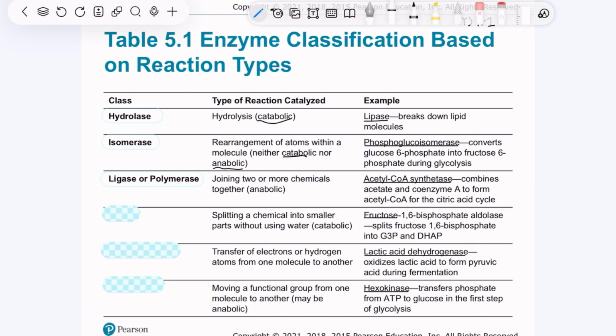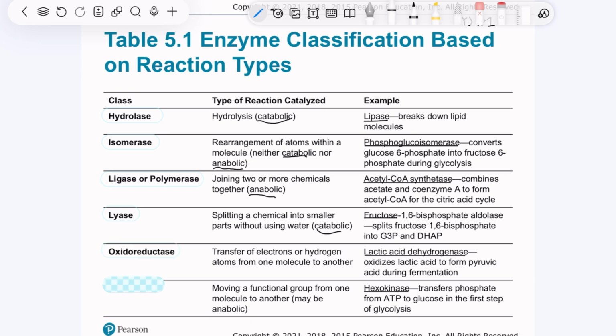This is when it joins two or more chemicals together, and this is anabolic. So acetyl-CoA synthetase is an example, in which it combines acetate and coenzyme A to form acetyl-CoA for the citric acid cycle. We then move on to lyase, in which it splits a chemical into smaller parts without using water. This is catabolic. An example of this is fructose 1,6-bisphosphate aldolase.